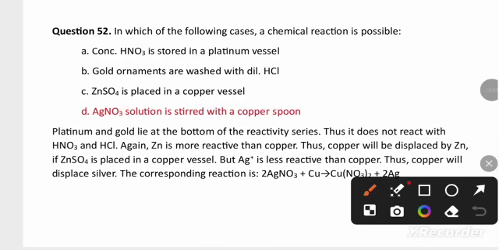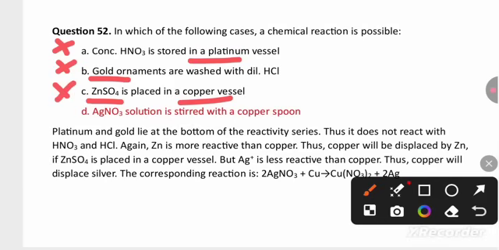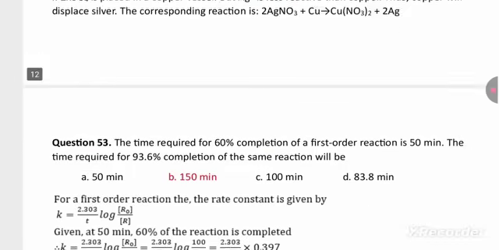In the next question, in which of the following cases is a chemical reaction possible? In the first option, platinum and gold are both inert, so they won't react. When compared to zinc sulfate and copper, zinc sulfate is placed in copper, and as zinc is more reactive than copper, copper will not displace it, so there also the reaction will not take place. When it comes to AgNO3 solution stirred with a copper spoon, as copper is more reactive, copper is able to displace silver from the silver nitrate. So here a chemical reaction is possible in option D.